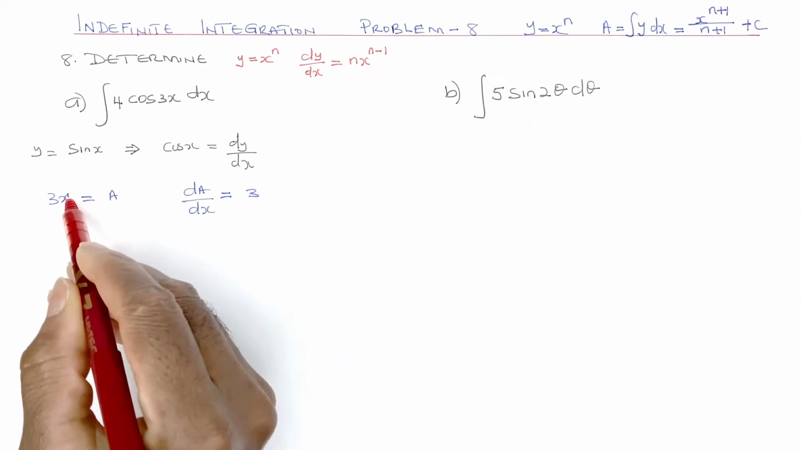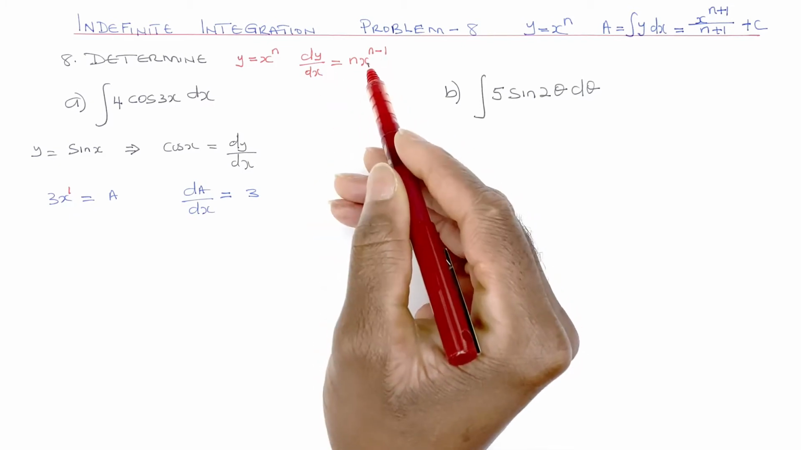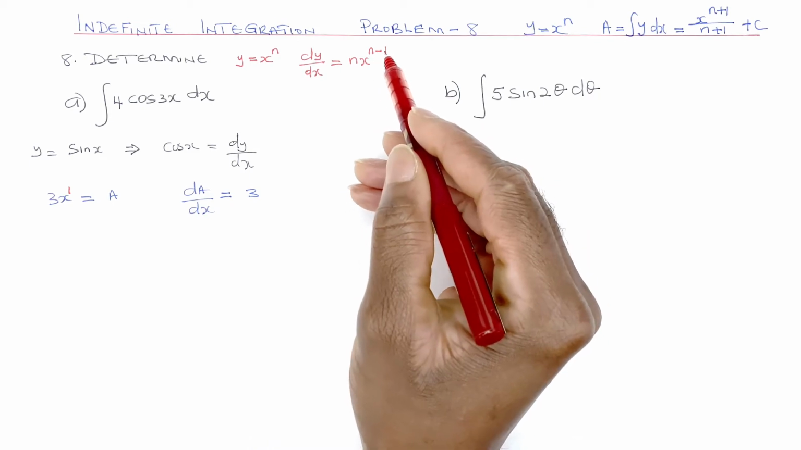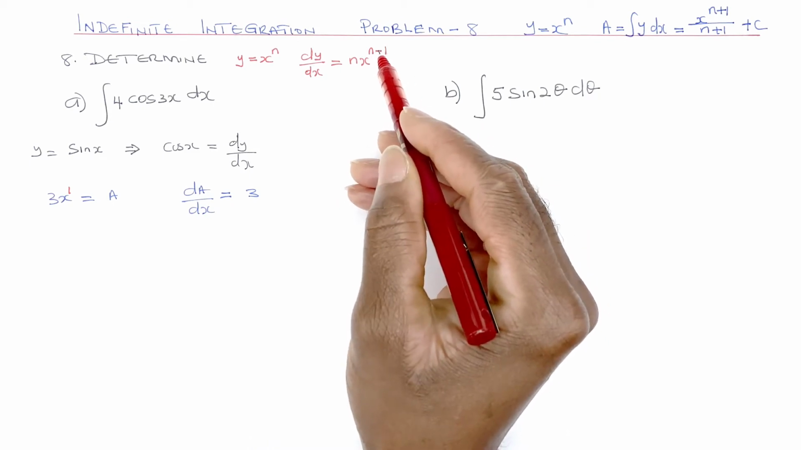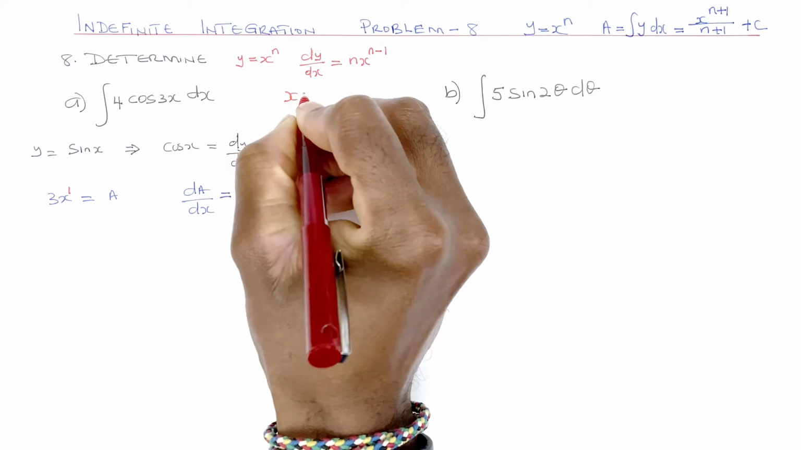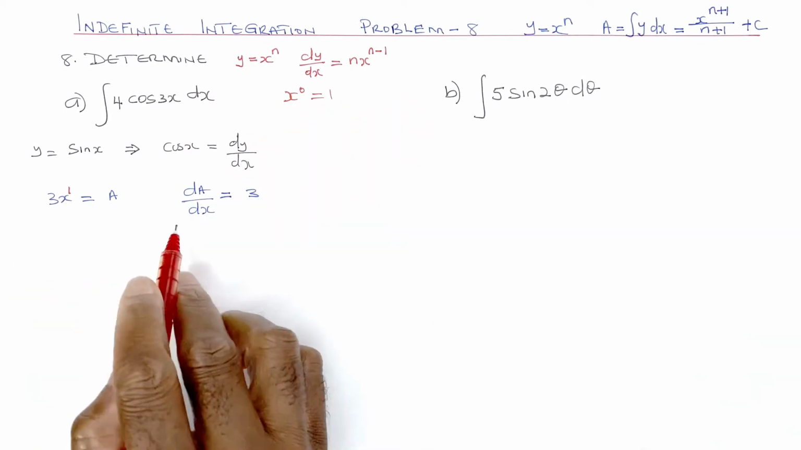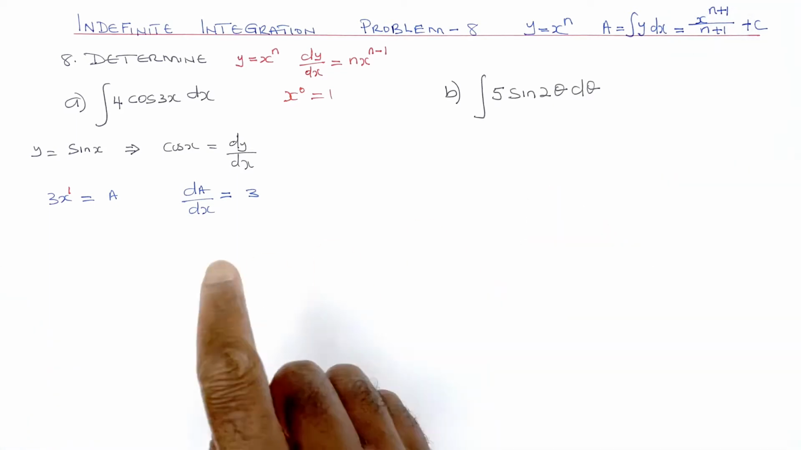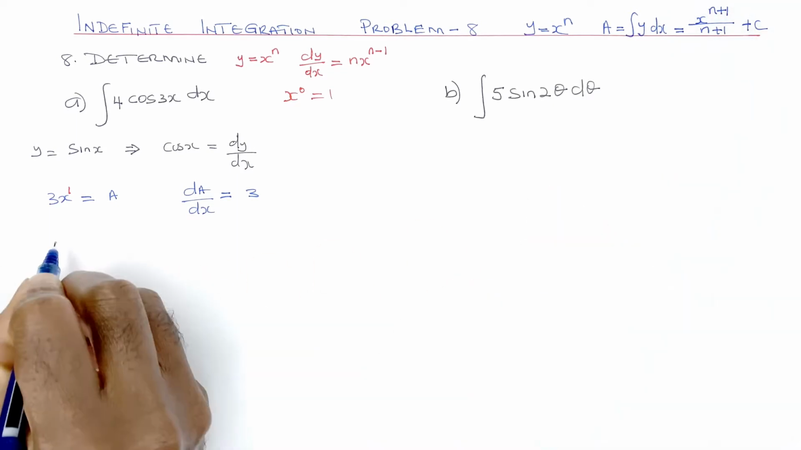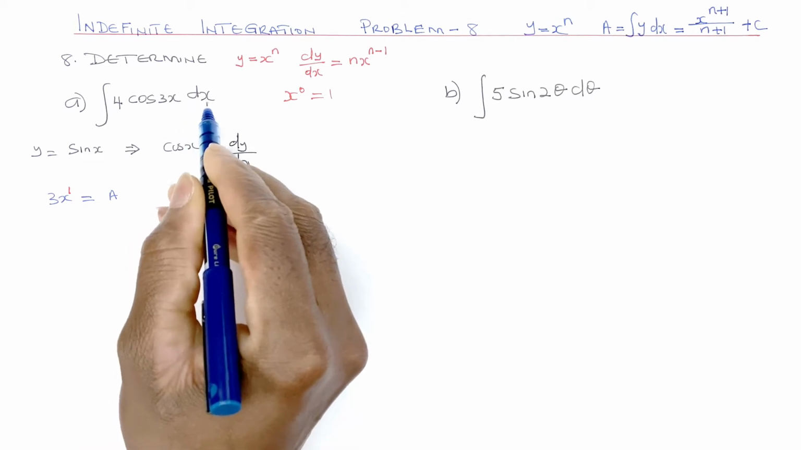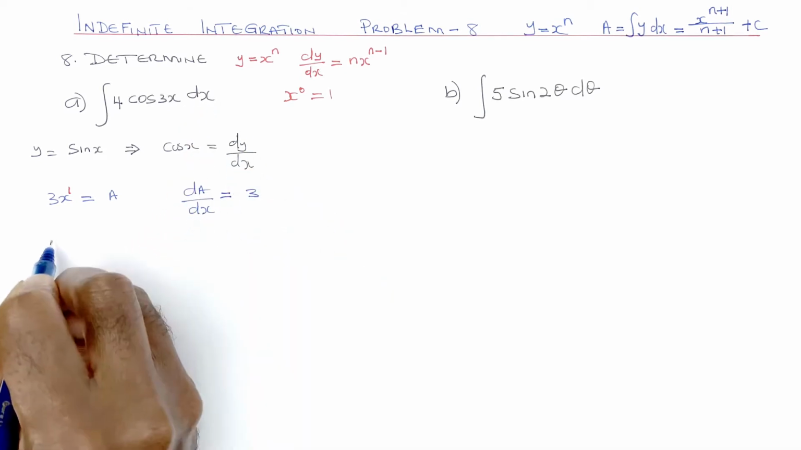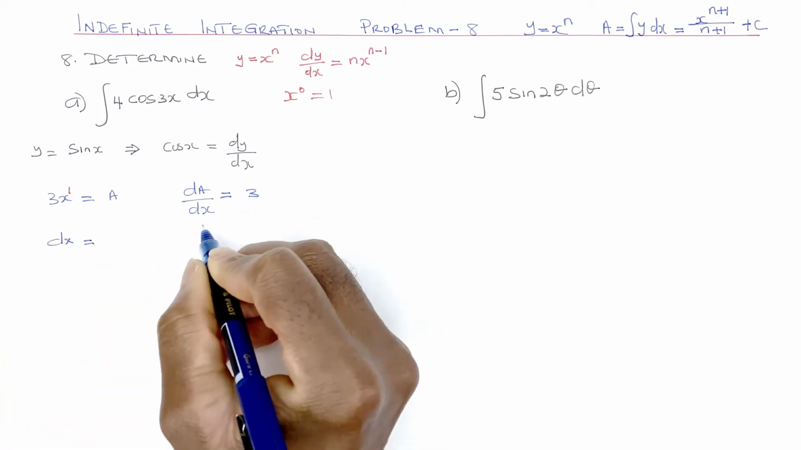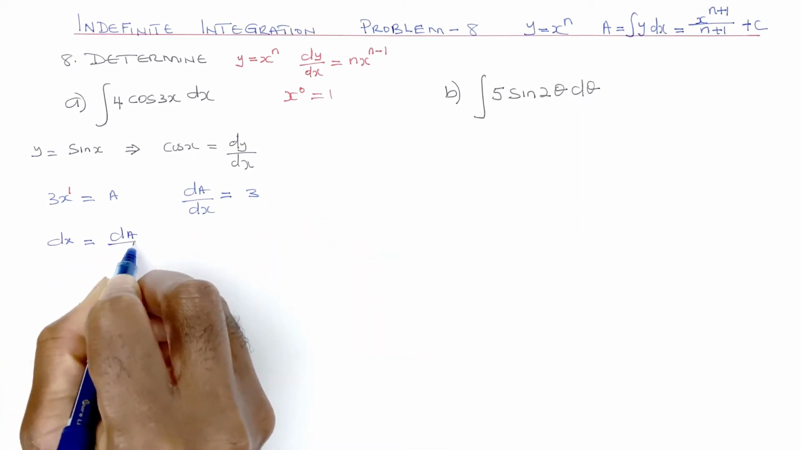So there's 1 here, so that would be 1 times 3. That's why this is 3. And then you go 1 minus 1, that would be 0. x to the power 0 is 1. So if you differentiate 3x, you get 3. Why did I differentiate 3x? Because I need to replace the dx with da. So if I rewrite this, dx equals, just swapping them, da over 3.